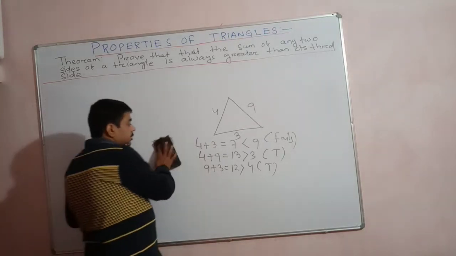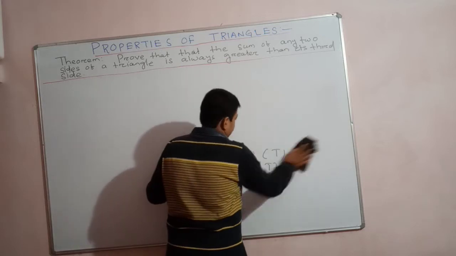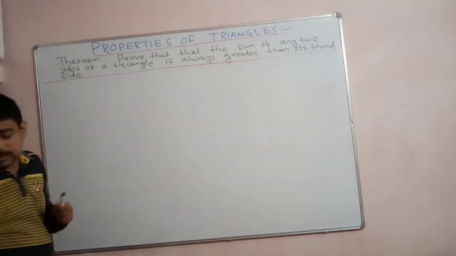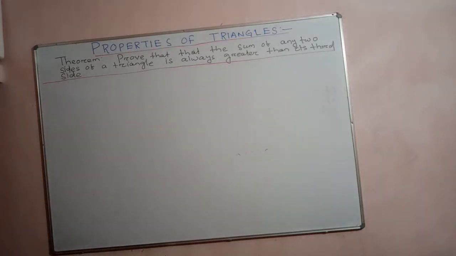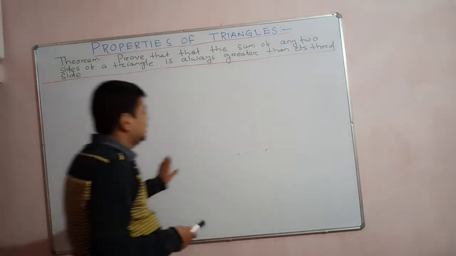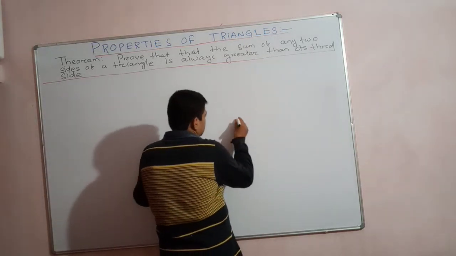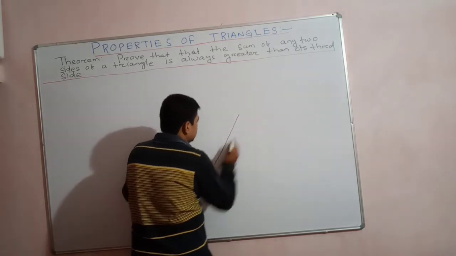Now let's see the statement to be proved. Let's see how to prove the statement. For that we have to draw a triangle. First of all, a triangle is given. Let us draw a triangle.